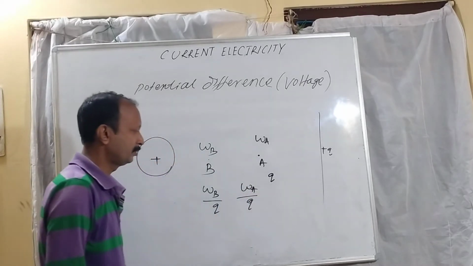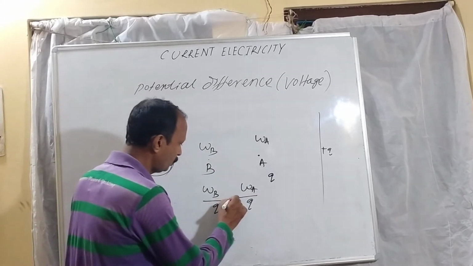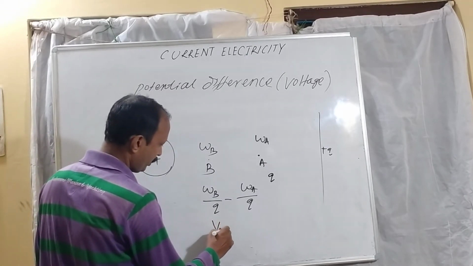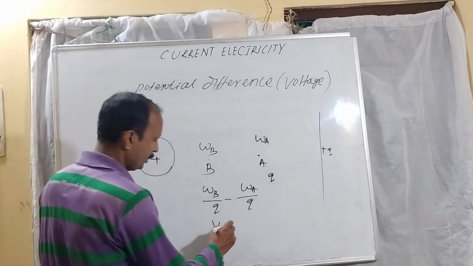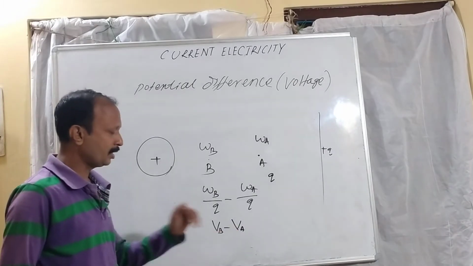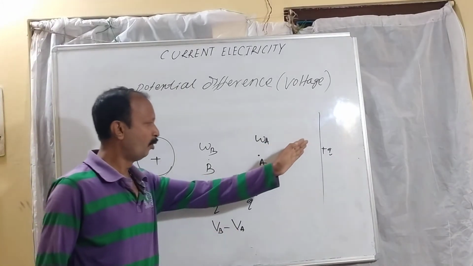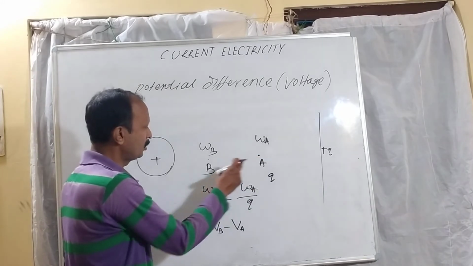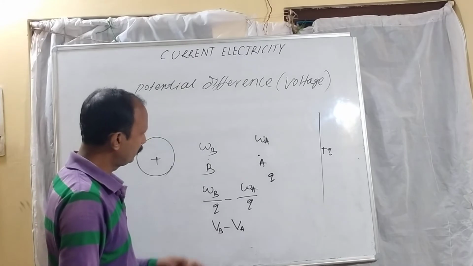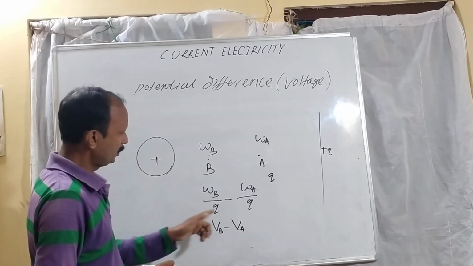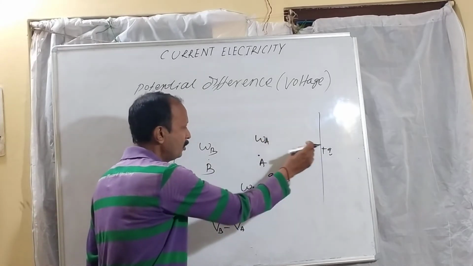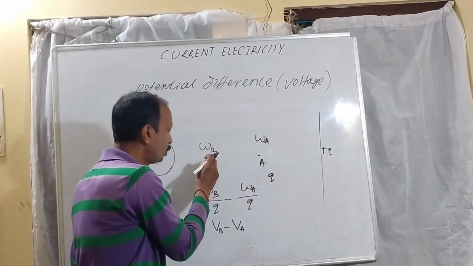I can say that this is the potential at point B, and this is the potential at point A. B is greater than A because I did more work to bring that charge to point B in comparison with A. So the work done here is more. In both cases the charges are equal. It is the same charge that I am moving from one point to point A and to point B.